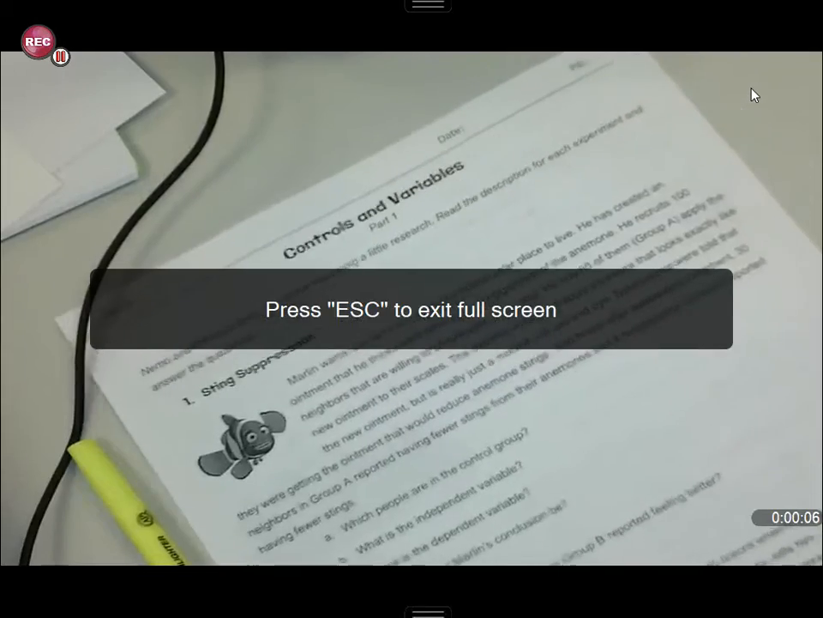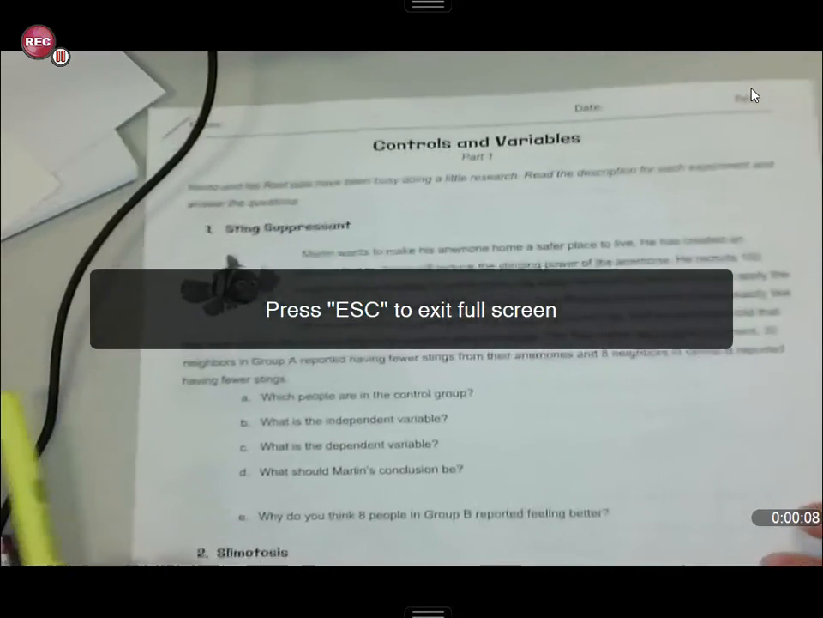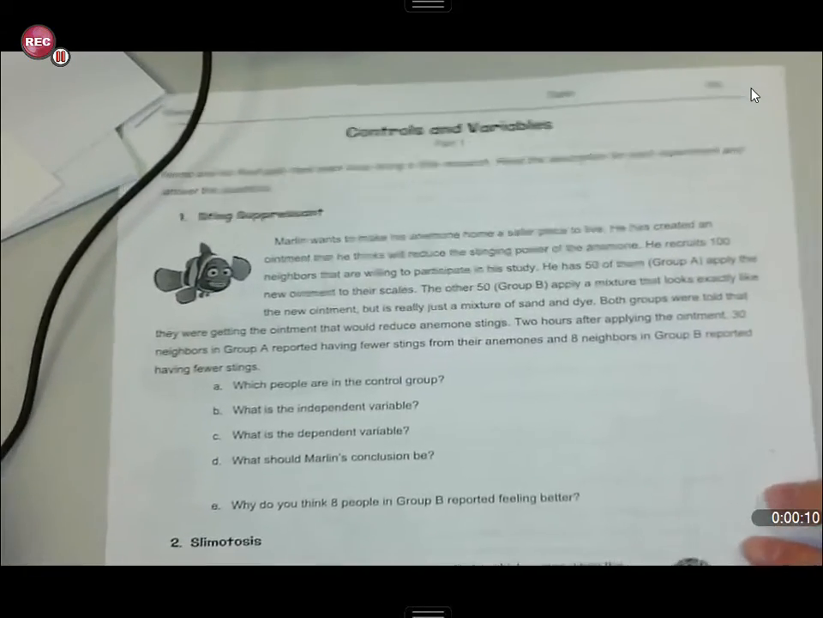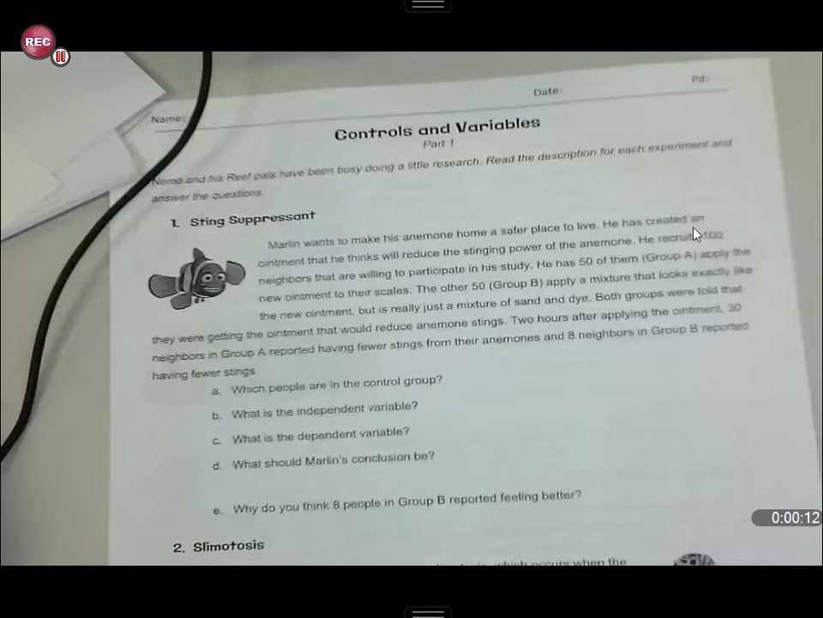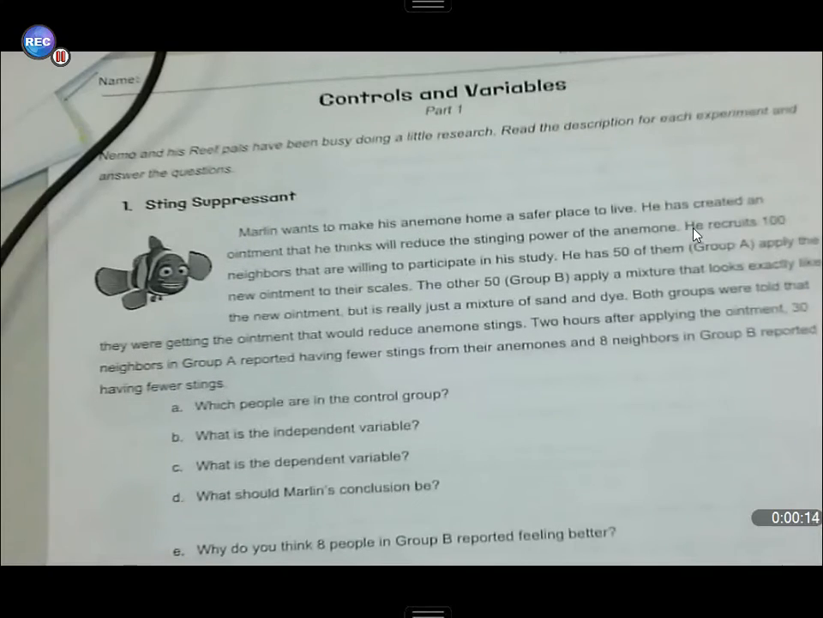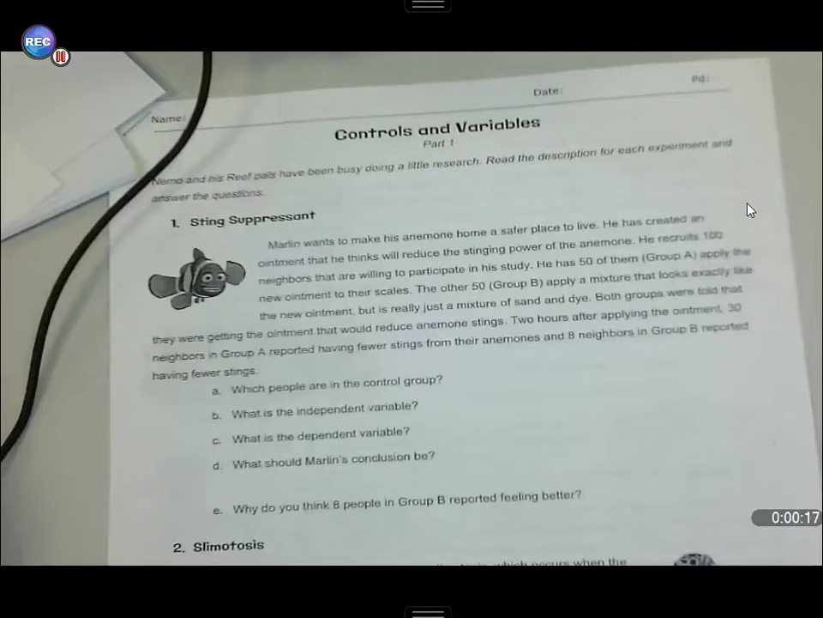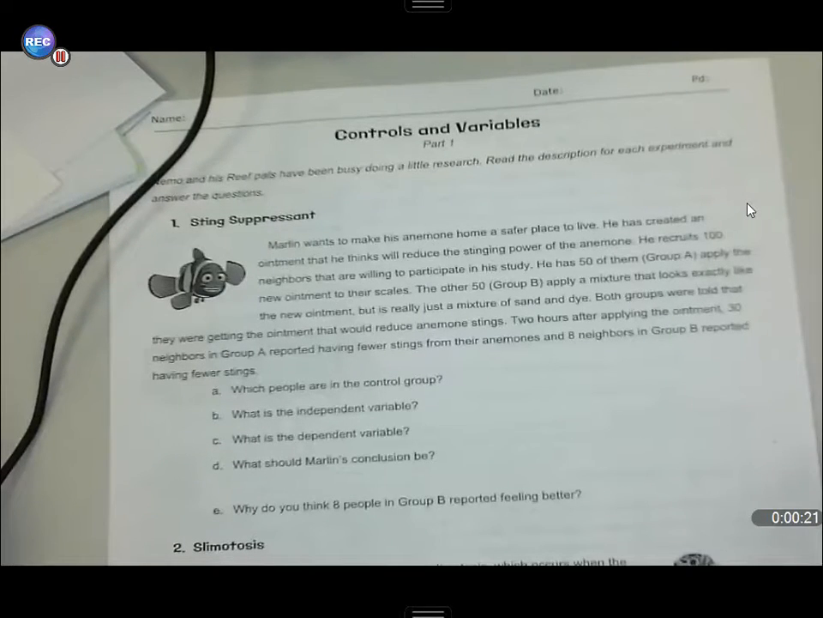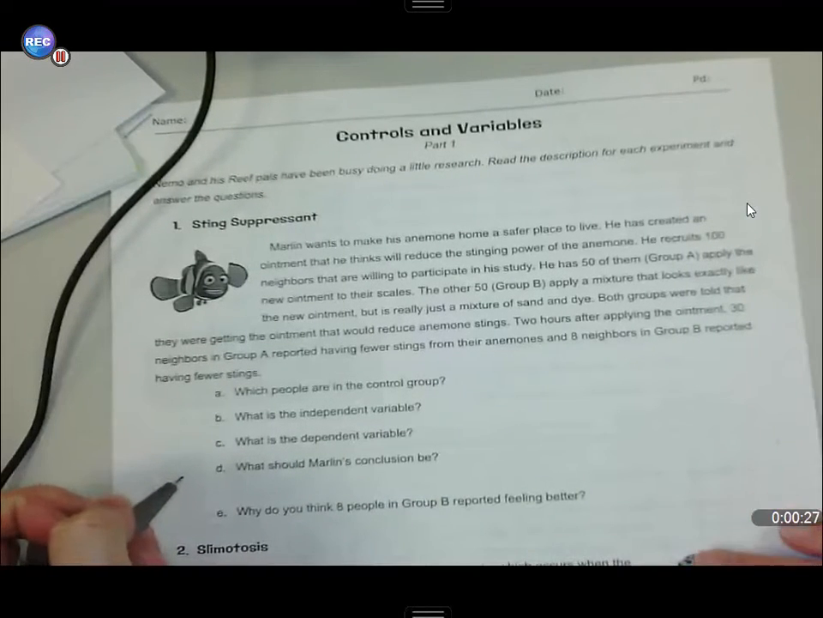Okay, so I know that controls and variables can be difficult for some people, so we want to make sure that we understand what is happening. Now, if you watched the videos that I did, they explained what the different concepts mean. So let's do this one and make sure we understand this together.